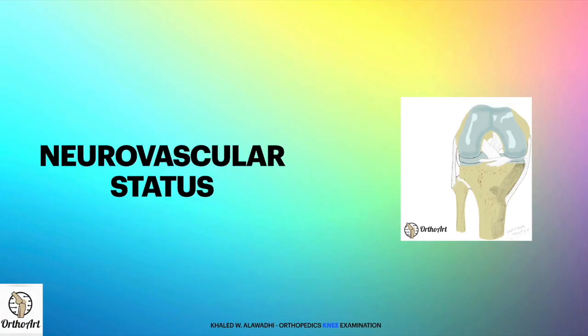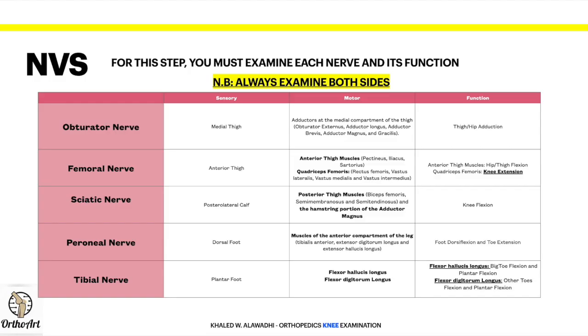Okay. Then you check for neurovascular status. You have to examine each nerve and its function, and always examine both sides. In the knee, you always have to examine the obturator nerve, the femoral nerve, the sciatic nerve, the peroneal nerve, and the tibial nerve. Why? We'll talk about the obturator nerve first. As you can see, it innervates the medial thigh.